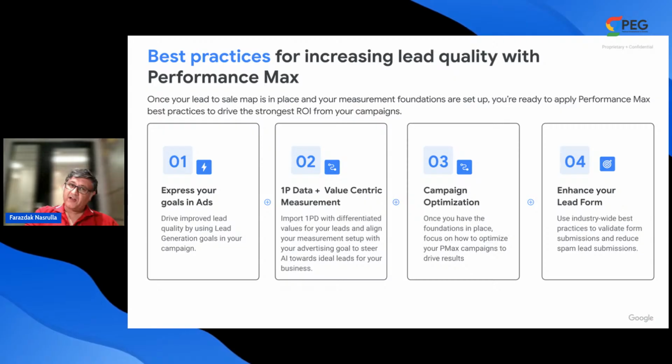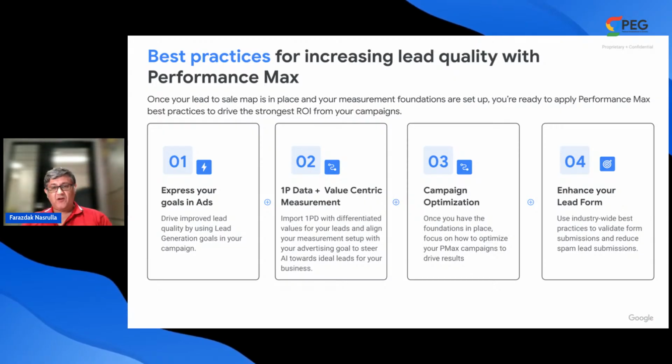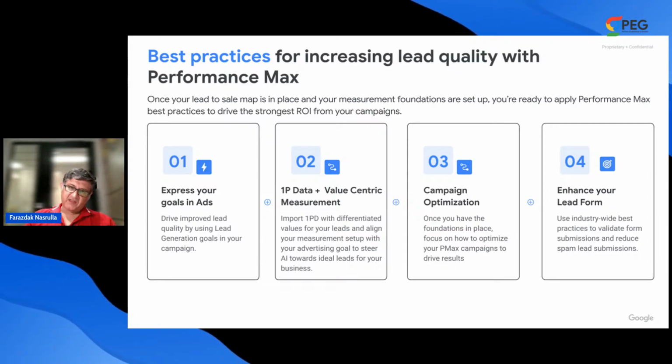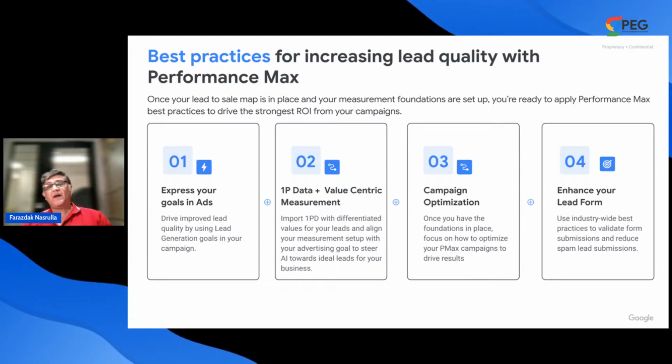Now that you know what kind of flower you want, you've identified the soil, and your plant is growing and blooming into flowers, it is the right time to cut out the weeds, because with the beautiful plant growing, there will be weeds coming out. And that's what we call campaign optimization.